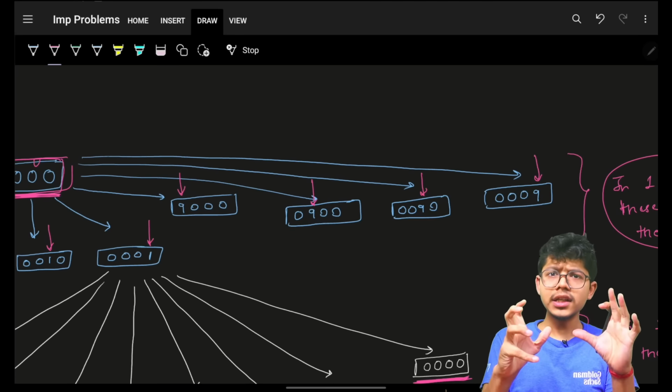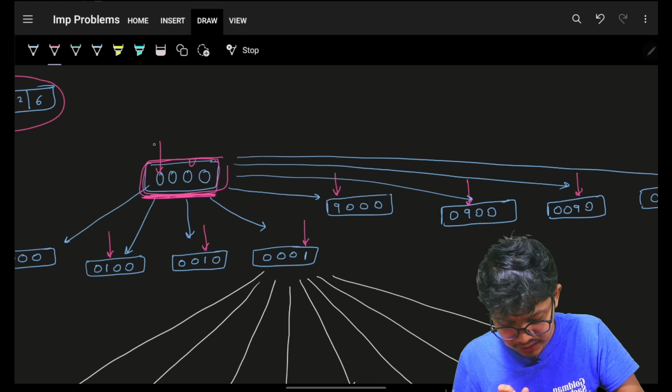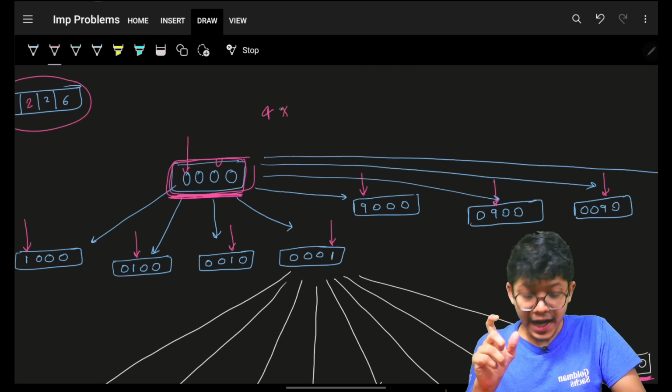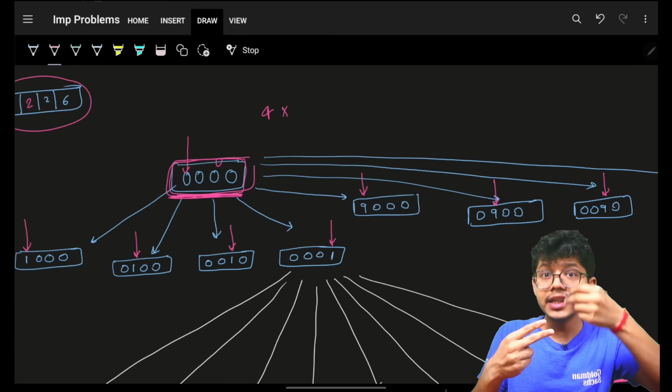So in one turn, I can choose any of the 4 digits, and for all 4 places or digits, I have 2 options. Either I'll turn it right or left.